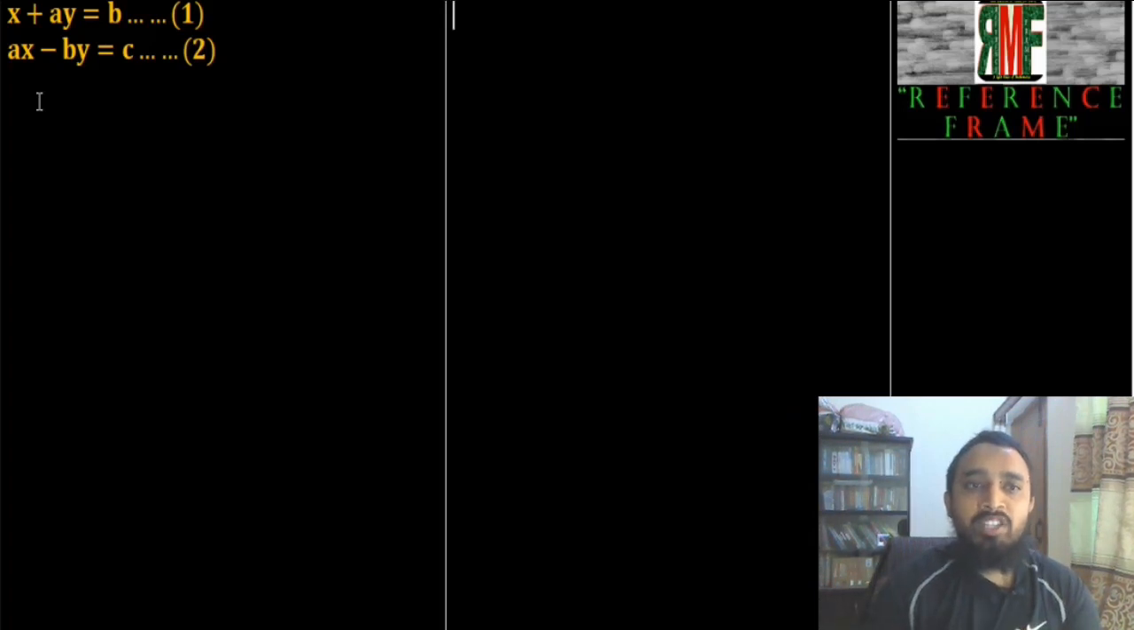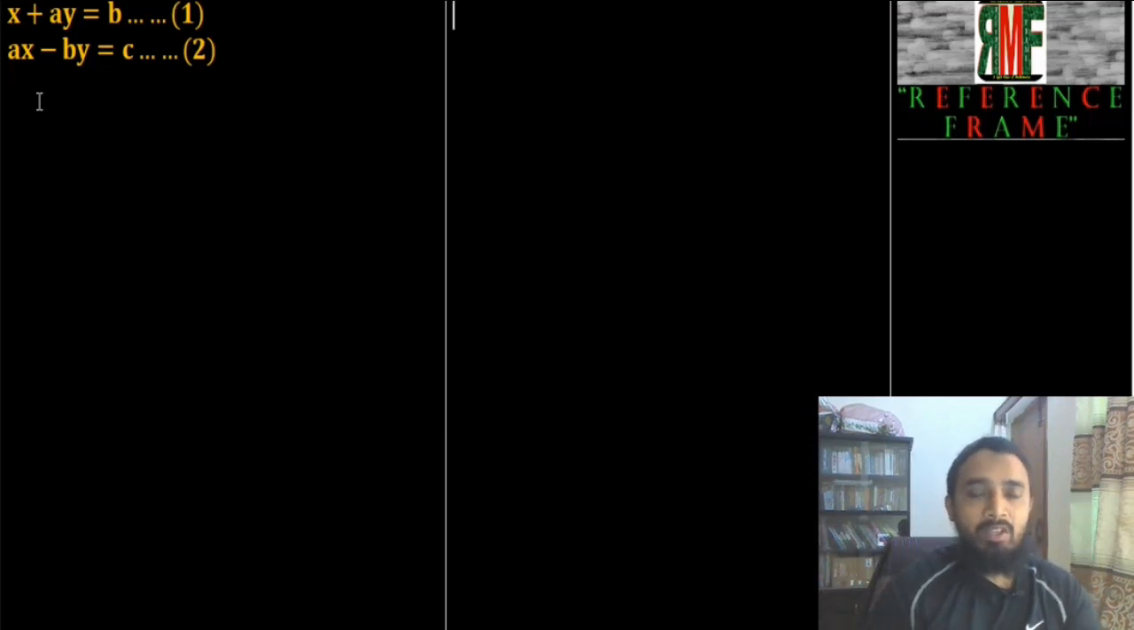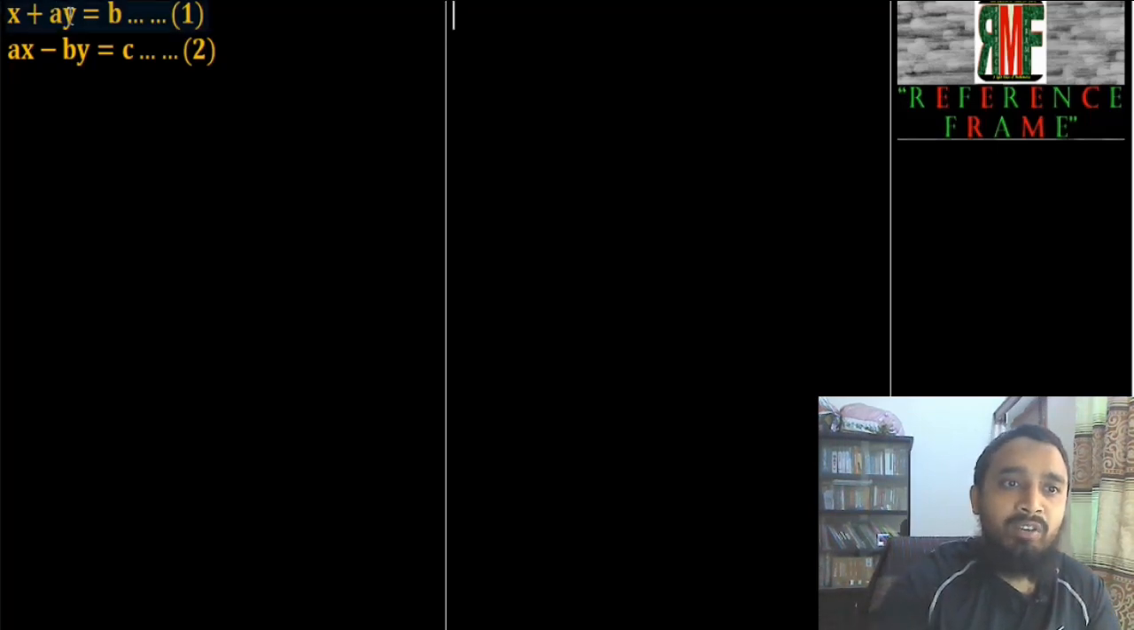As we mentioned in the procedure for solving simple simultaneous equations, we need to focus on which variable we need to eliminate. Look here, y already has opposite signs, so we are eyeing y to eliminate. Second step, to eliminate it we need to equalize the coefficients. We need to make their coefficients equal in both equations. To do that, look here, the coefficient of y is a in one and b in the other.